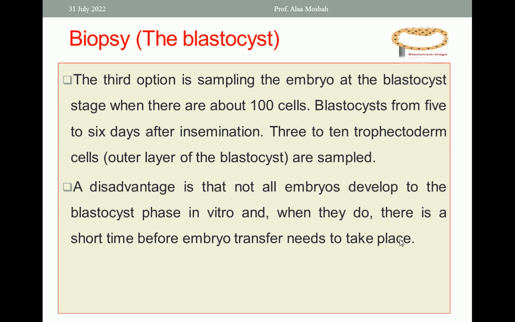How many cells? I need from 3 to 10 trophoectoderm cells. And look at this picture, please. I'm not going to take from the inner cell mass. I'm taking from the trophoectoderm, from the outer part here, which will be the future placenta. Okay? I will take 3 to 10 cells of the outer layer of the blastocyst.